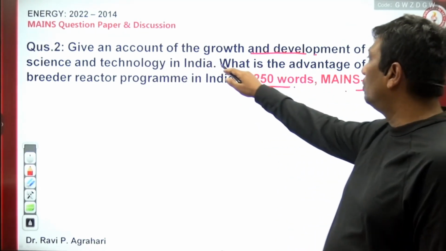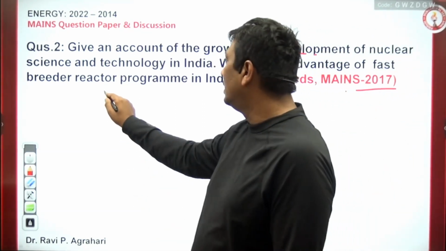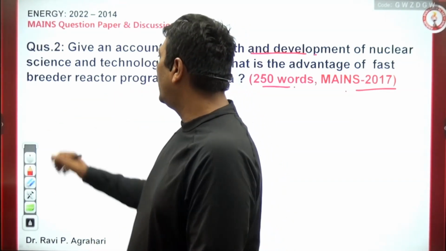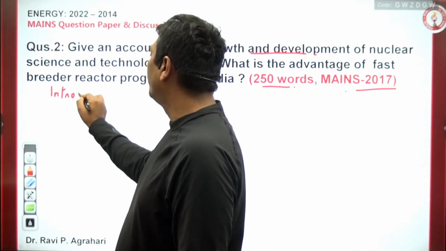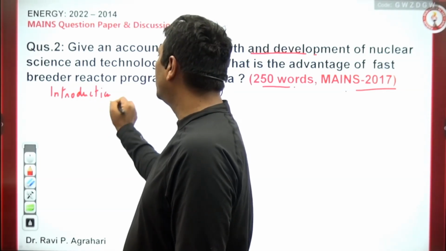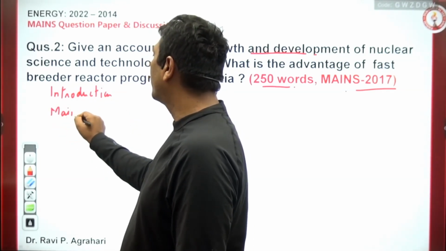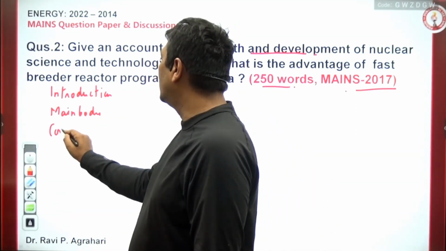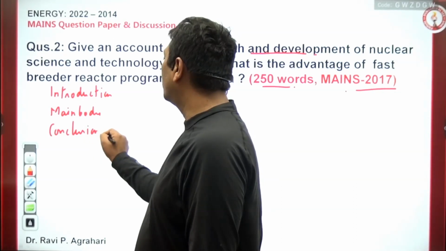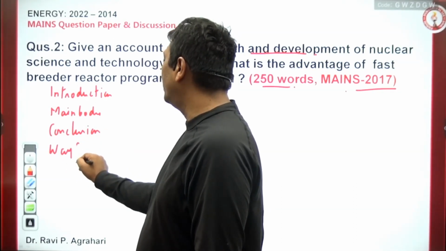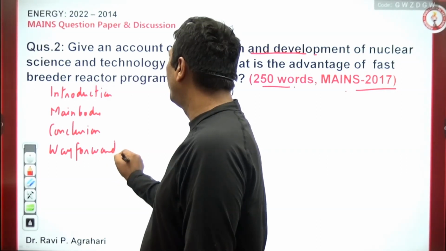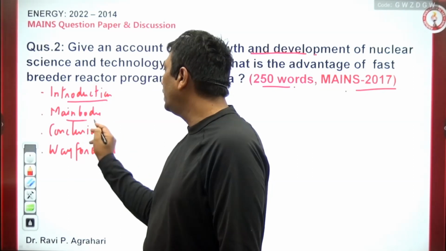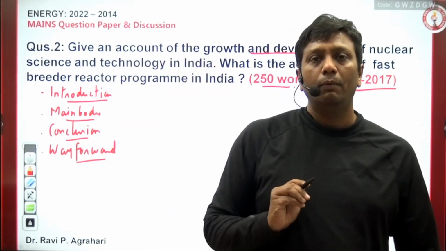So there are 4 parts here. Again, I'm writing: the first part is the introduction, the second part is the main body. Just make a structure in your brain, guys. The third one is the conclusion, and the fourth one is the way forward. So introduction, main body, conclusion, and way forward. What is there in this structure?